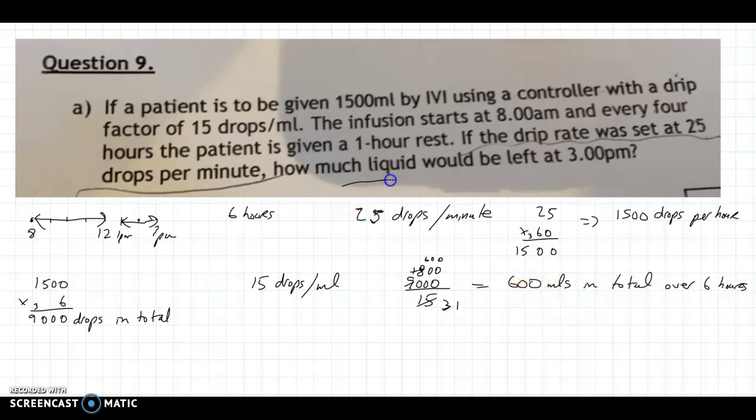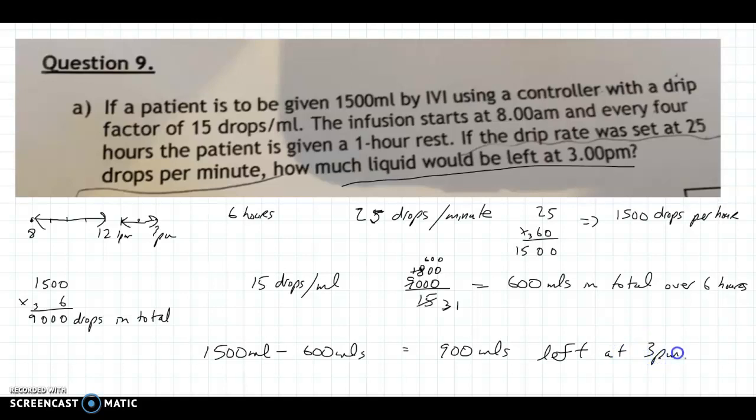The question is how much liquid will be left. So 1500 mils minus 600 mils, right, that gives us 900 mils left at 3 PM. That's a tricky question there now.